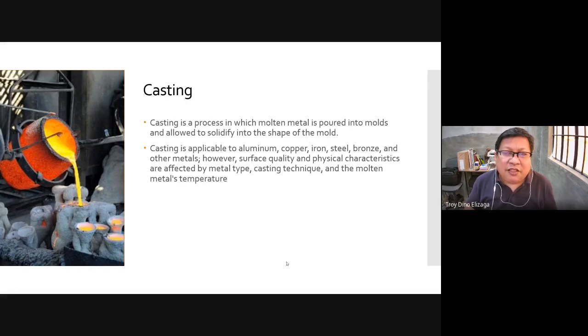However, surface quality and physical characteristics are affected by metal type, casting techniques, and the molten metal's temperature. Okay, so bronze medals, for example, are cast, so they're not carved.